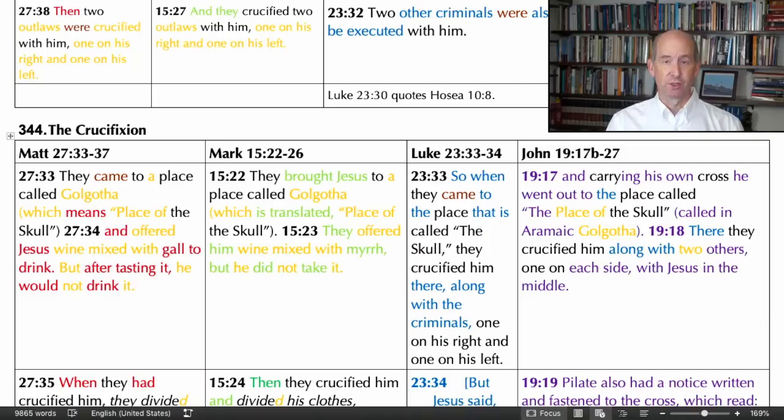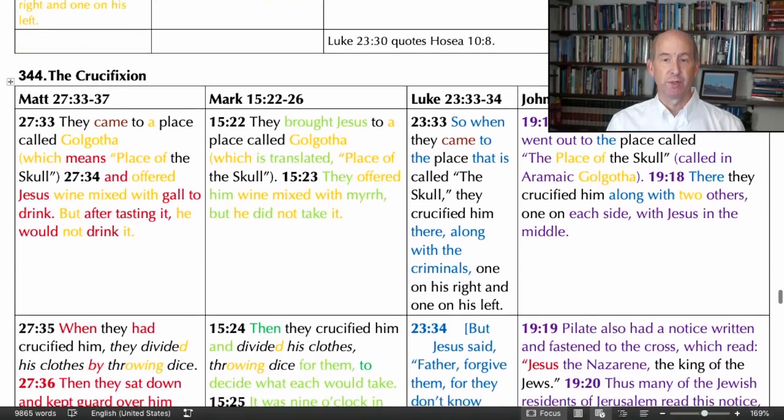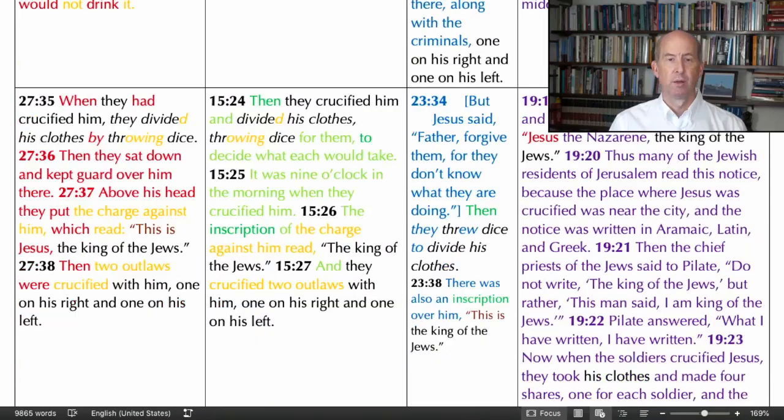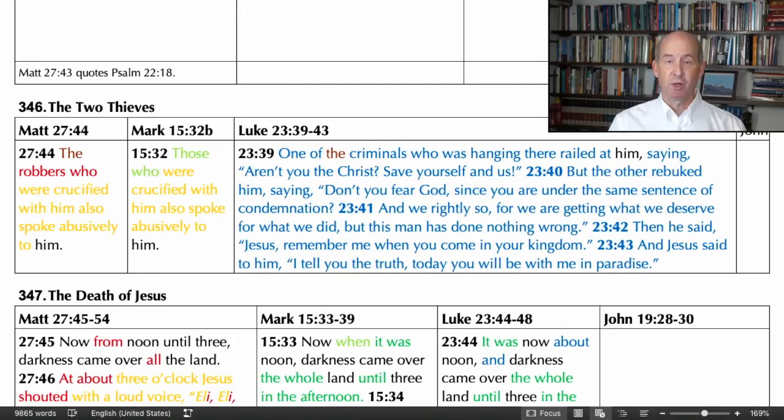This material is, of course, in all four Gospels, and each has a lot of black type, which means details in common. They also have a lot of their own colors here because they want to tell the story of the cross their own ways. In Matthew and Mark, the thieves on either side of Jesus abuse him verbally, but in Luke, one of them doesn't. He turns to Jesus and says, "Remember me when you come into your kingdom." And Jesus says, "Truly, you'll be with me today in paradise."